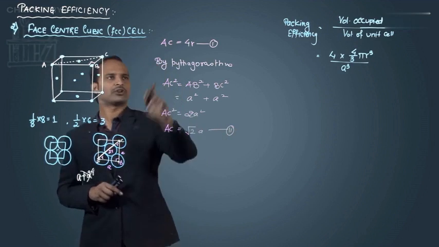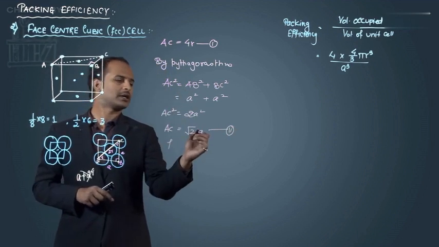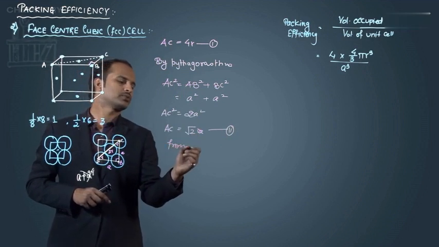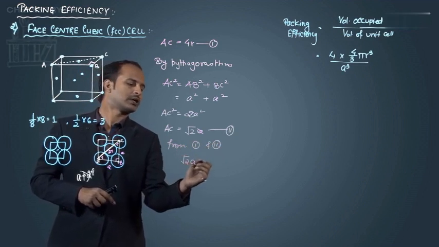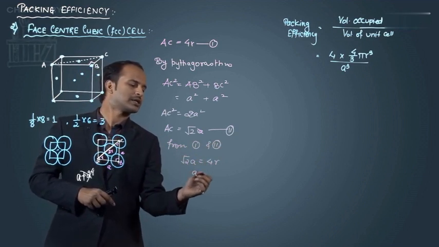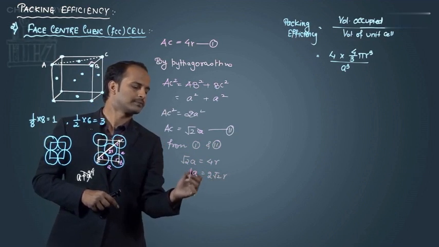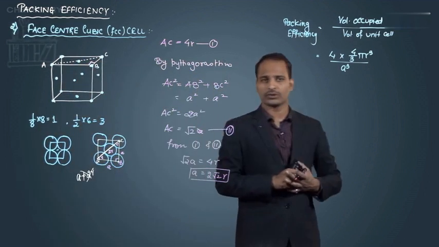I got AC is equal to 4R and AC is equal to root 2 A. So from 1 and 2 we can relate A and R. Root 2 A is equal to 4R. So I can say that A is equal to 4R upon root 2, that is 2 root 2 R. So finally we got a relation: A is equal to 2 root 2 R.